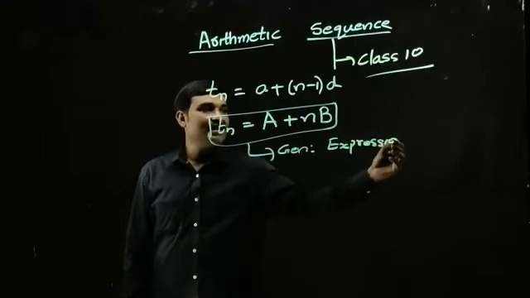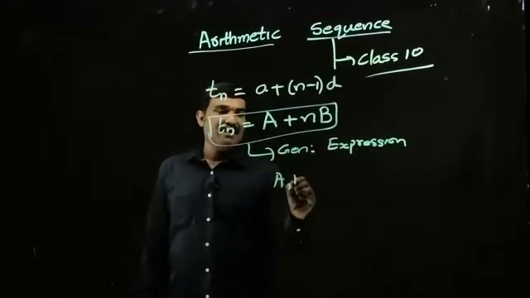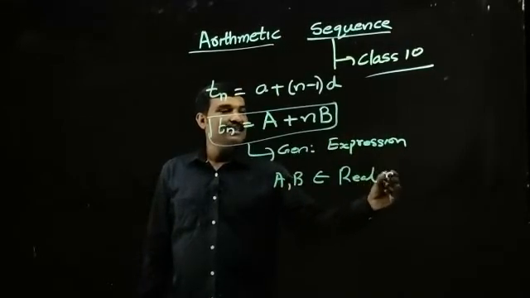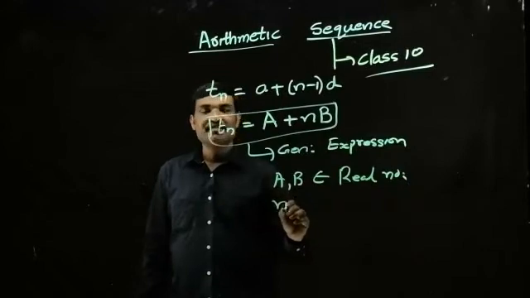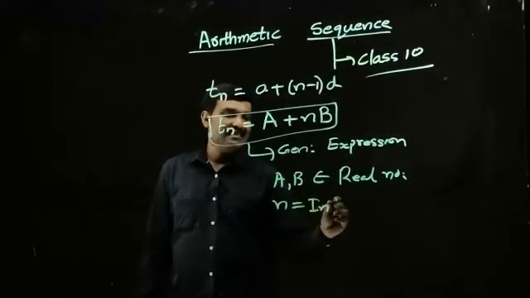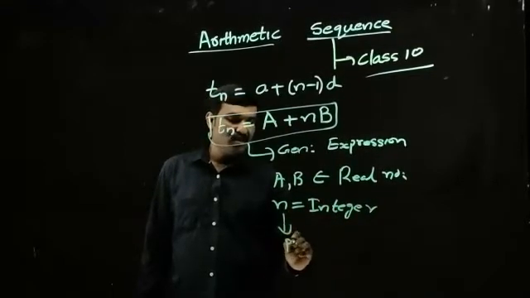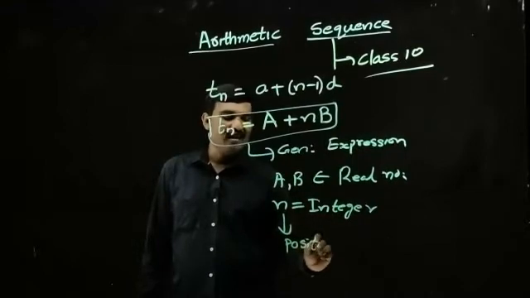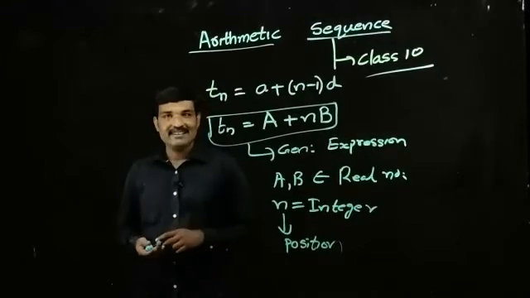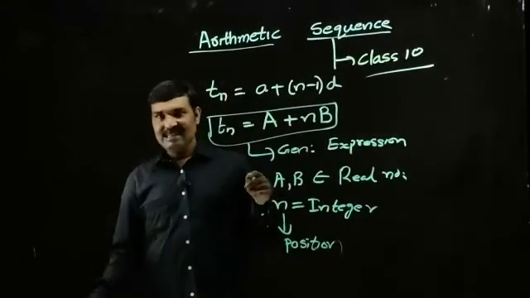General expression, where a and b belong to the real numbers, and n is the position. So this is an integer, and it refers to the position. For the first term n is equal to 1, for the second term n is equal to 2, and so on. So this we already discussed.